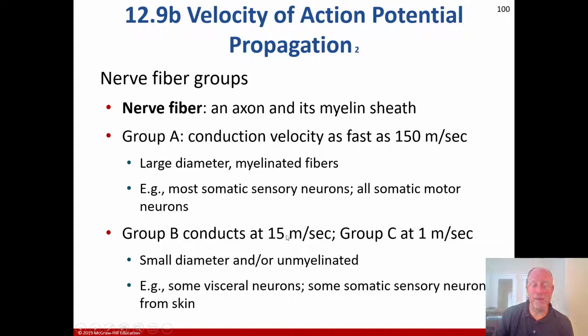Group B conducts at about 15 meters a second, it's about a tenth the speed. And Group C at 1 meter per second, even slower, due to small diameter and/or unmyelinated. Some visceral neurons are in this category and some somatic sensory neurons from the skin.